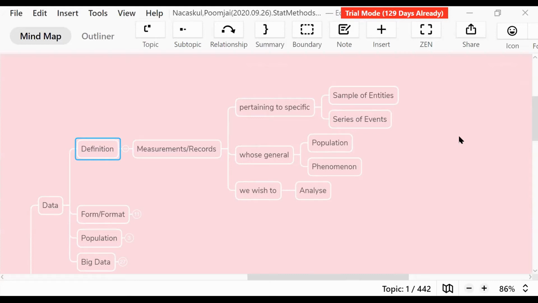So it's a phenomenon. Again, data fundamentally is a measurement or record that pertains to a specific sample, a specific entity that's part of a bigger population, or a specific event, like the actual value of a stock price today, that belongs to a bigger phenomenon, price movement. Or a specific event, like how much the flood damage is this year, that belongs to a larger phenomenon of floods anytime in the future, right?